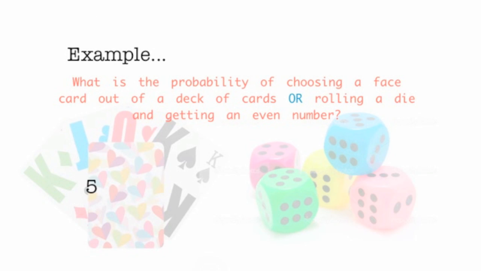There are 52 cards in a deck, and 12 of which are face cards. Therefore, the probability is 12 over 52. There are 6 numbers to a die, and 3 of which are even. Therefore, the probability is 3/6. You add them together to get a probability of 19/26.